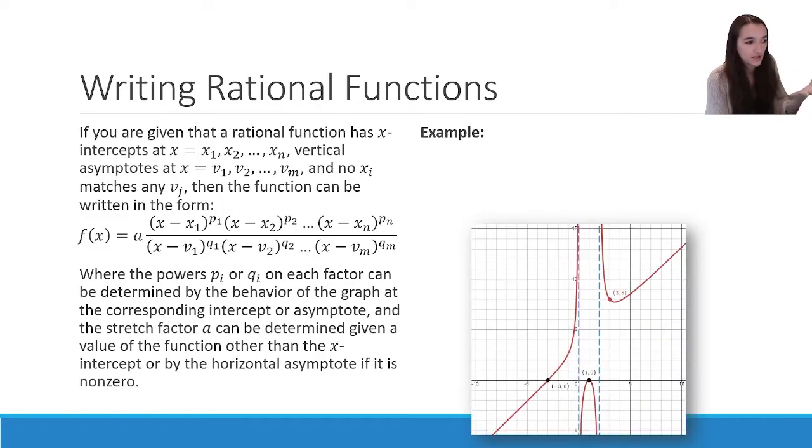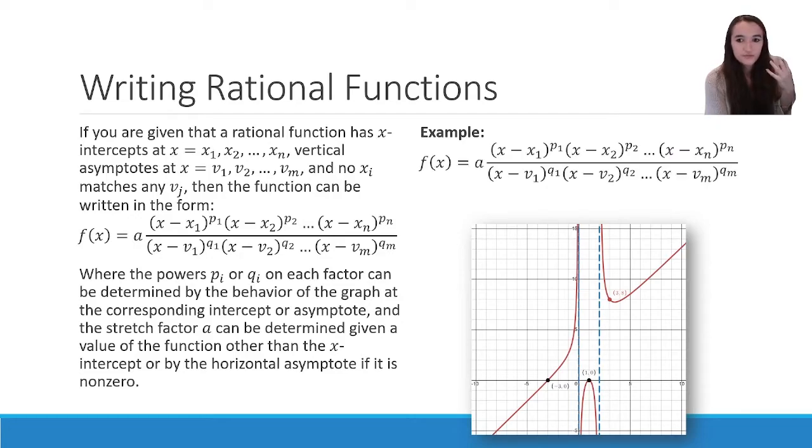So here we have an example of a graph. This one, in fact, has a slant asymptote, but we're going to ignore that for the moment. Just hope that the slant asymptote makes sense when we're done. I've given us a few points. I've given us our vertical asymptotes. We should be able to figure out what this function is.